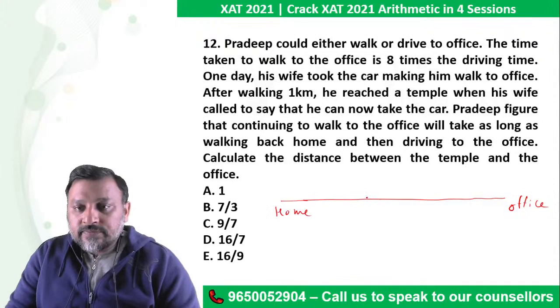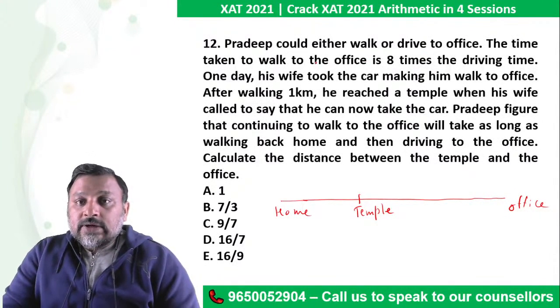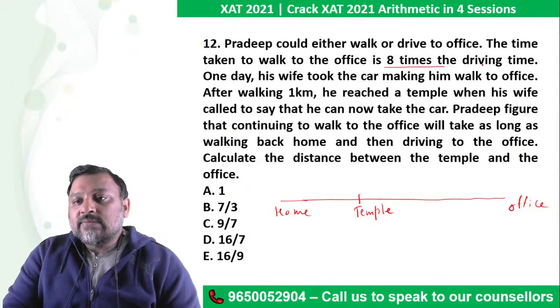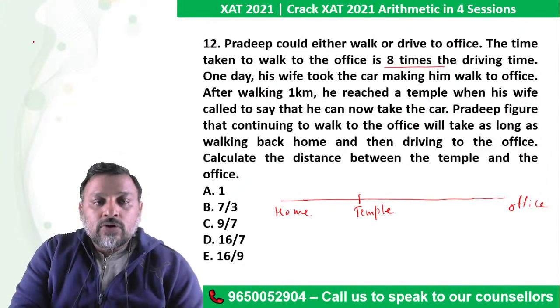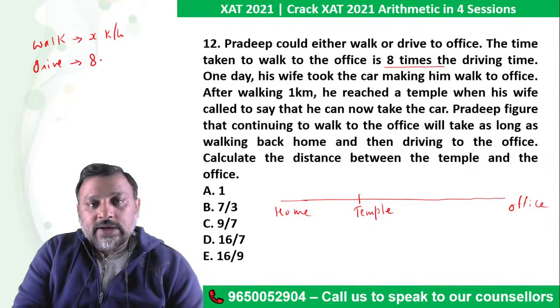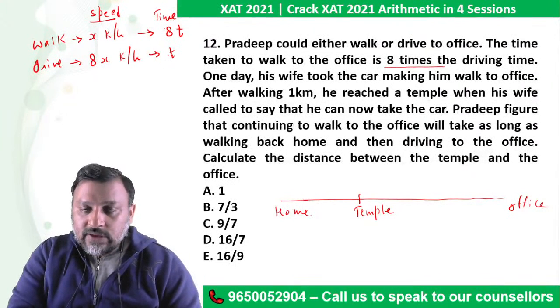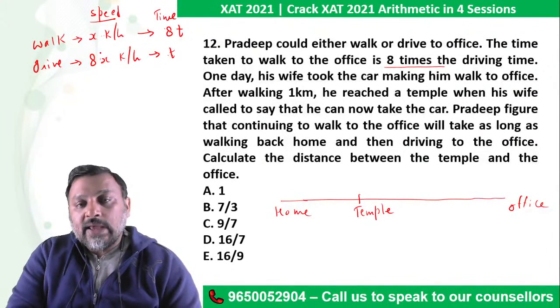Okay, it is given: the time taken to walk to the office is 8 times the driving time. So can we say that if the walking speed is x, then the driving speed is 8 times that? That is why the walking time is 8 times the driving time. The ratio of the time is given, so the ratio of the speed would be the inverse of that.